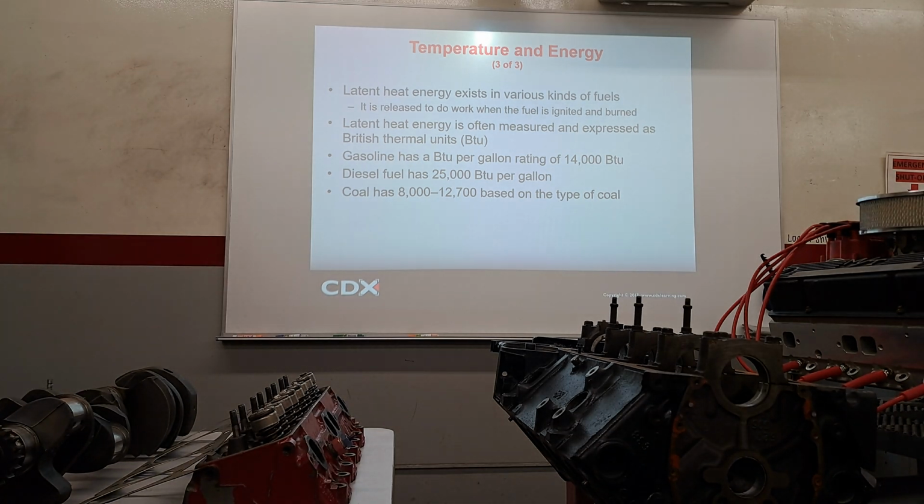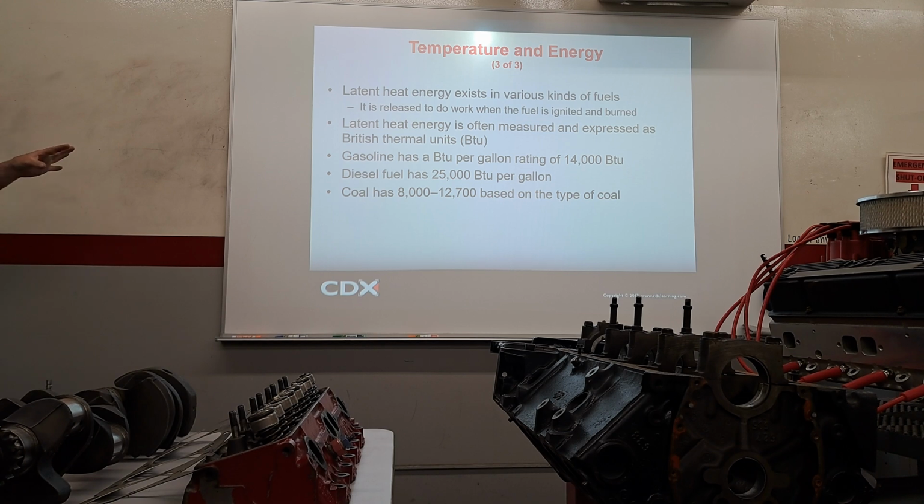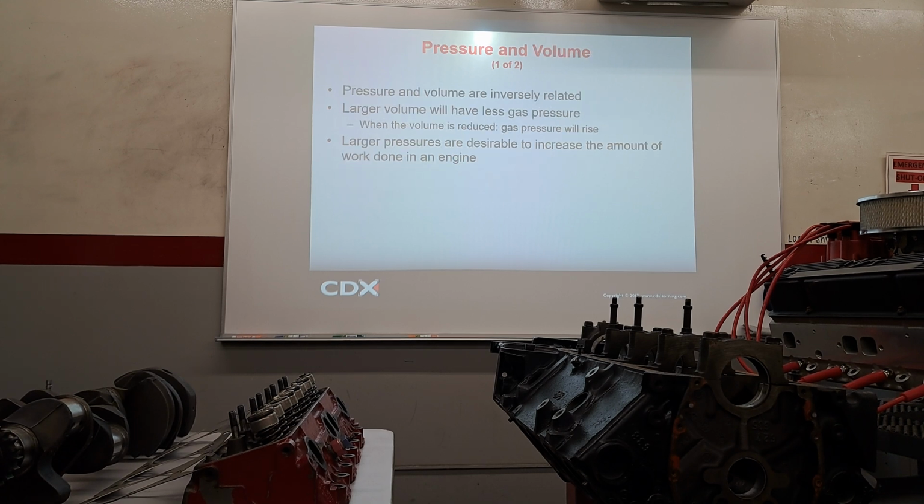Oh, and coal, by the way, that also has BTUs. I know coal is a bad word, but coal's got some BTUs in there, as you can see. Gas 14,000, diesel 25,000. Coal, depends on the type, but coal still got BTUs. We could burn that too. Probably not internal combustion, though. Okay, so again, the physics, pressure, and volume, I think you got it.